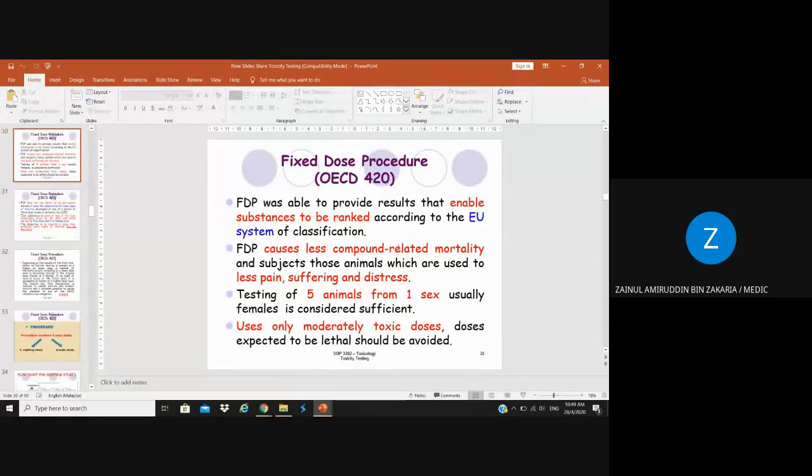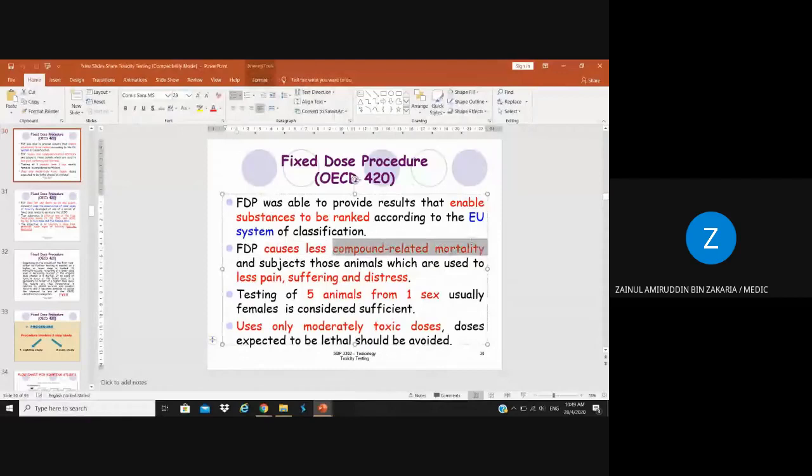So meaning to say, the endpoint is not mortality. So this OECD 420, you just want to see the sign of toxicity. If you see the sign of toxicity at a certain dose, let's say at 300, then for your study, for example, you should not use 300 as your highest point.